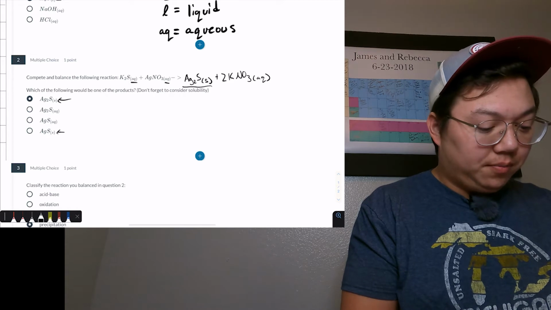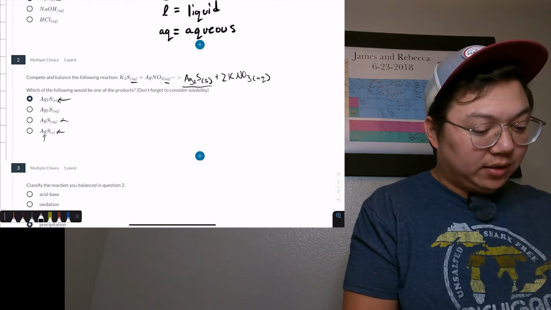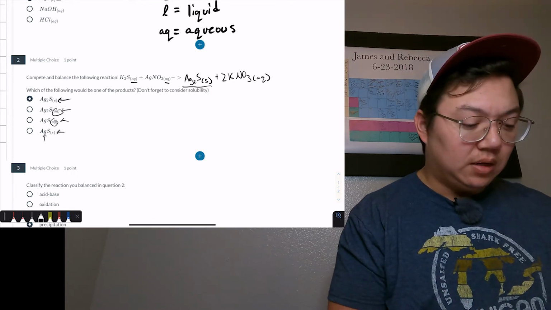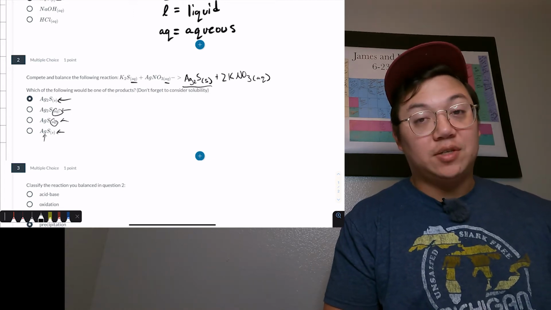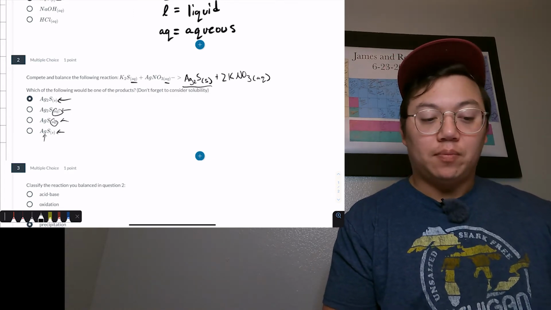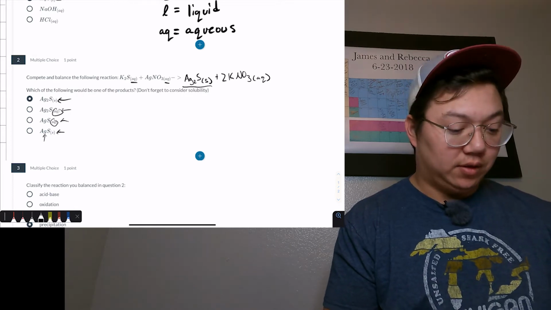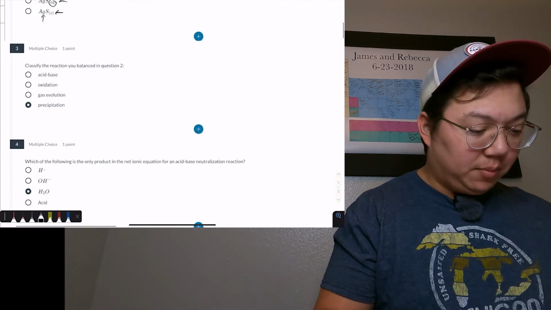This is wrong because it doesn't have the correct coefficient. This is wrong because it's aqueous. And this one's wrong because it's aqueous as well. So when I write these problems, there will be a lot of similar answers. And that's because I am testing to see if you know exactly what to look for and not just approximately. Let's move on now to number 3.